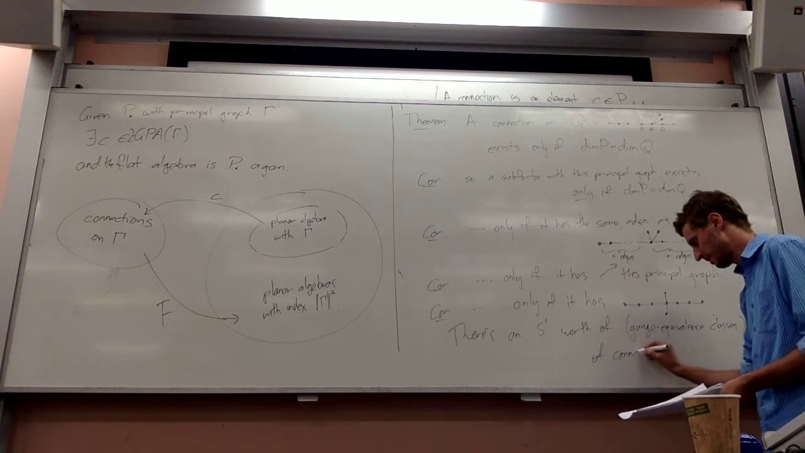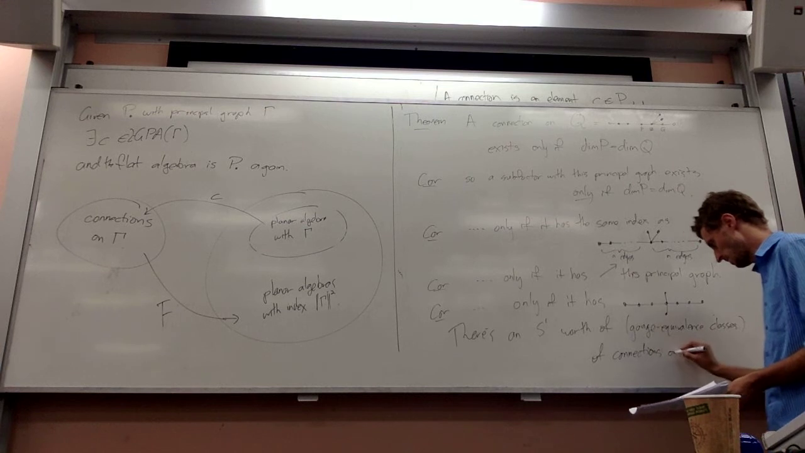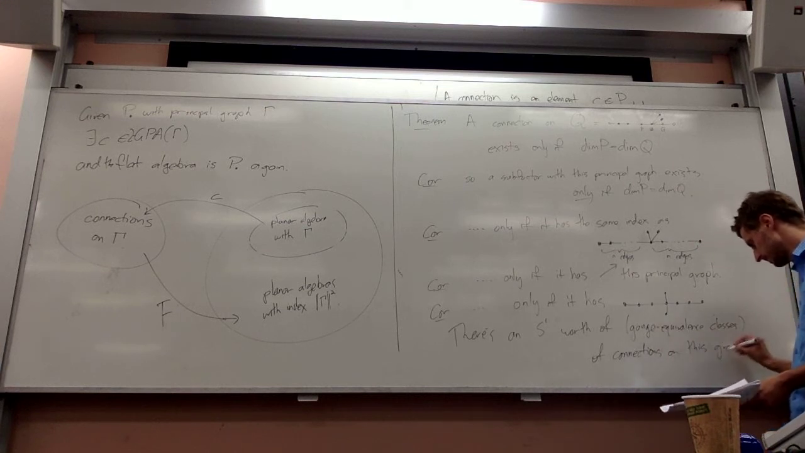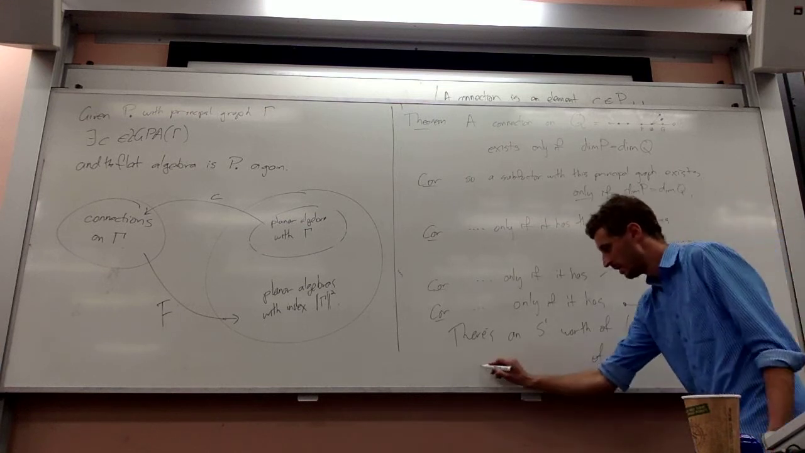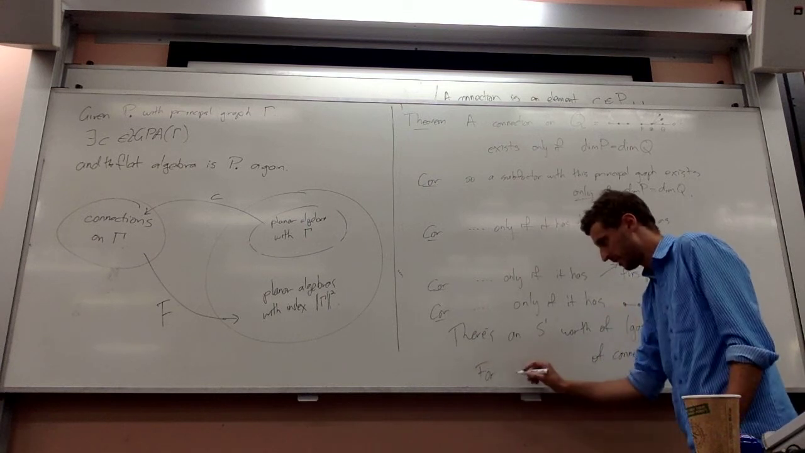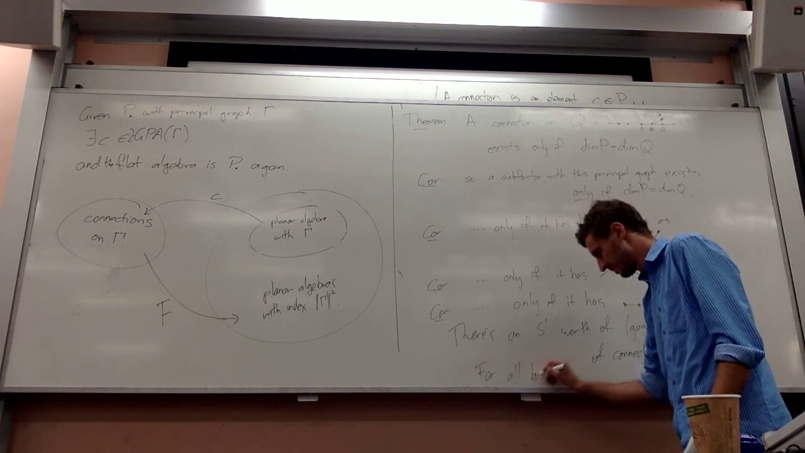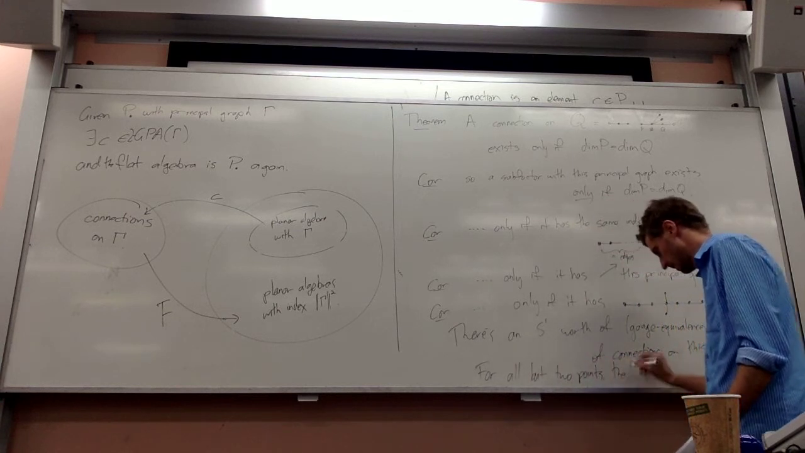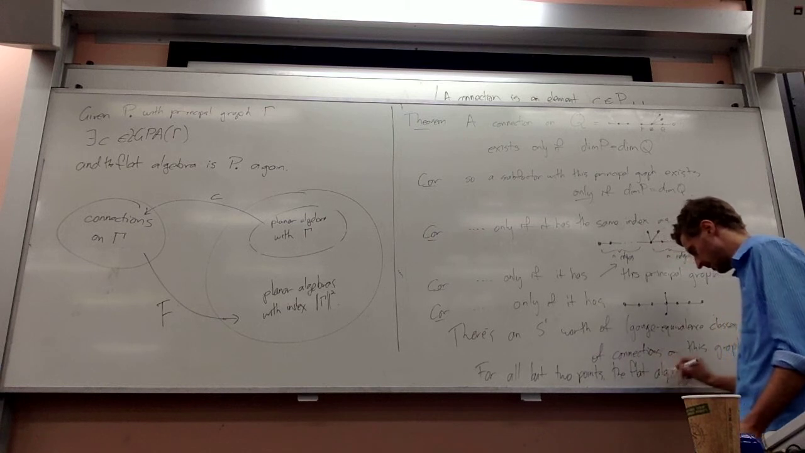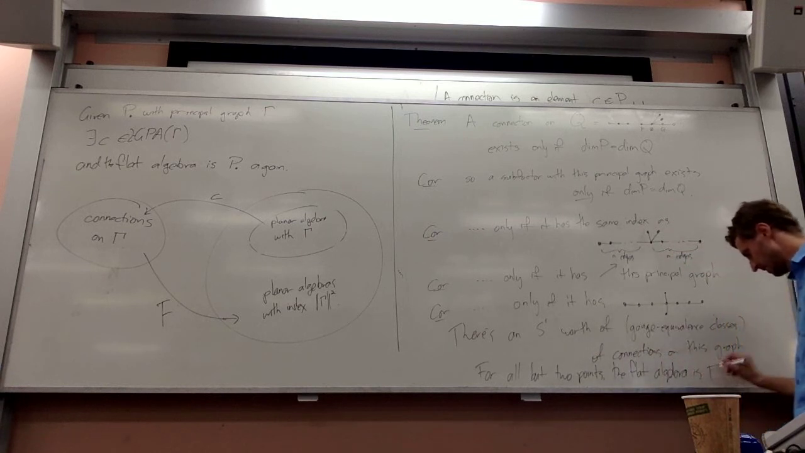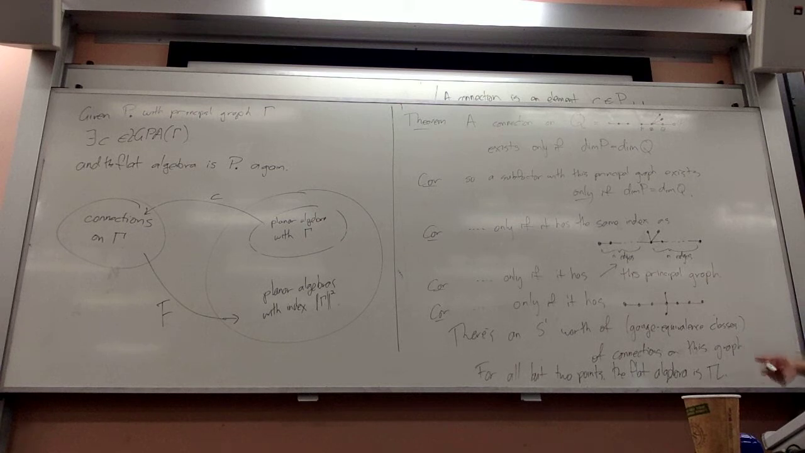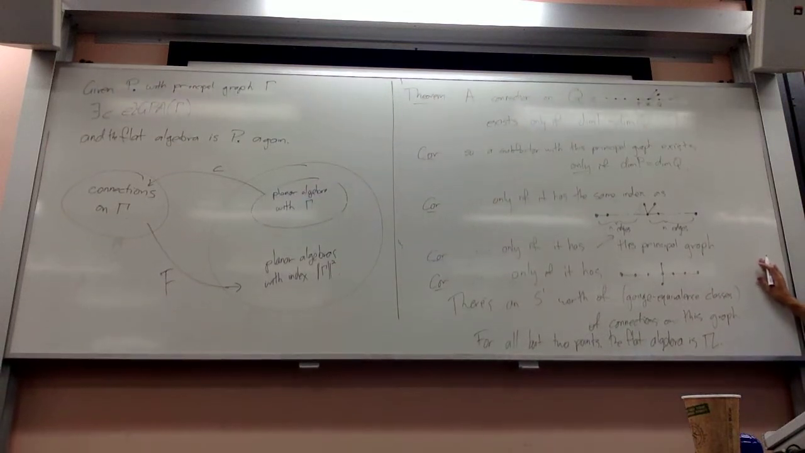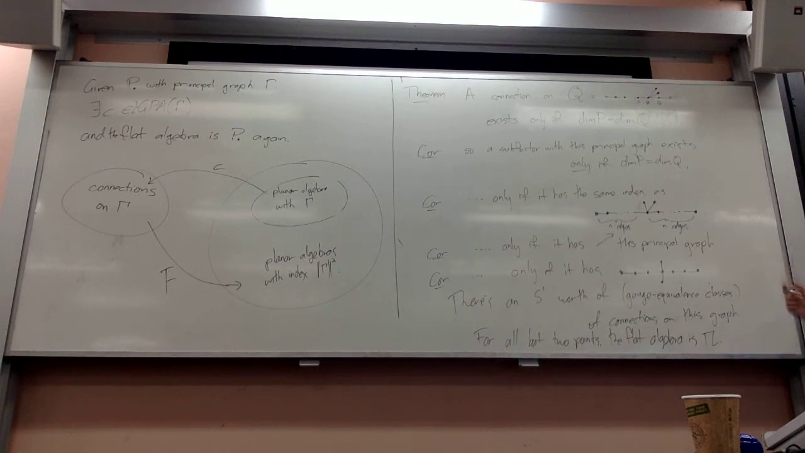Of connections on this graph. And then you can explicitly compute the flat algebra. And what you see is that for all but 2 points, the flat algebra is temporally Lieb, so it's not interesting. It's just temporally Lieb at the index of this guy. And so finally, you've got to understand what planar algebra you get at those 2 points.